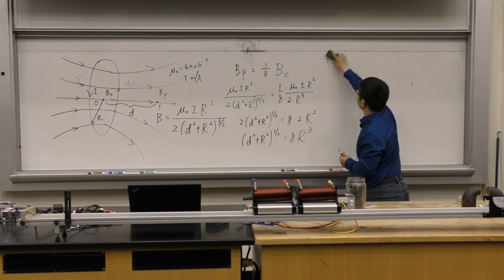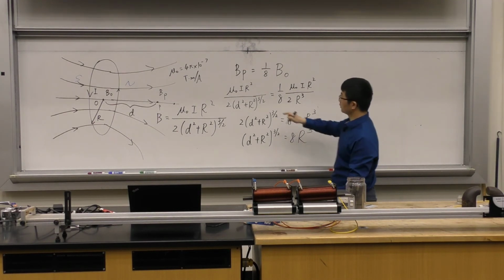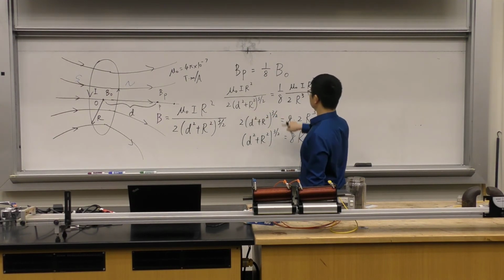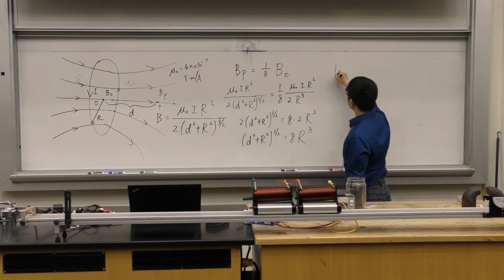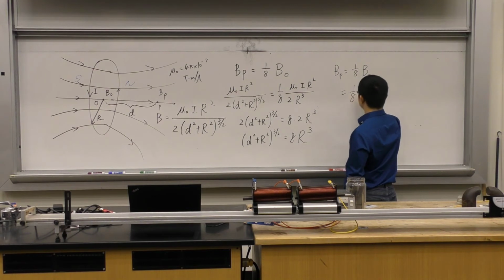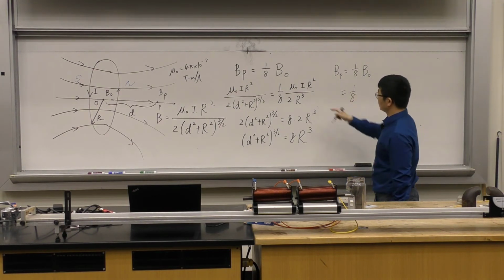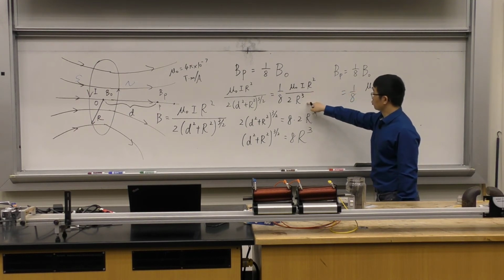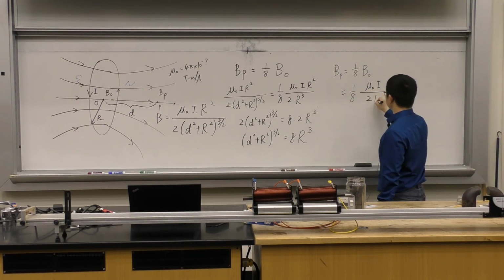All right, either way, if you want to find BP, you can either do this, which is a little bit more algebra, or you can do this. So I'm just going to do the right-hand side. It's going to be 1/8 mu naught, and this is even easier because r squared is going to cancel 2 powers of r here. It's going to be 2 times r. So it's actually going to be mu naught I divided by 16r.